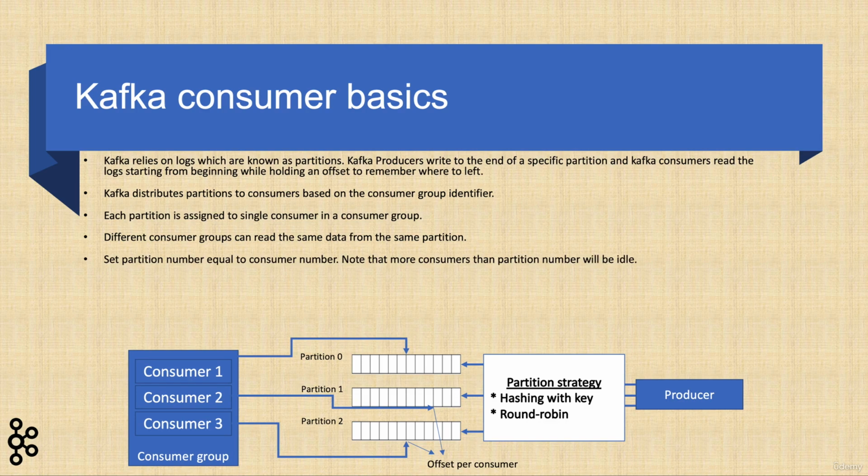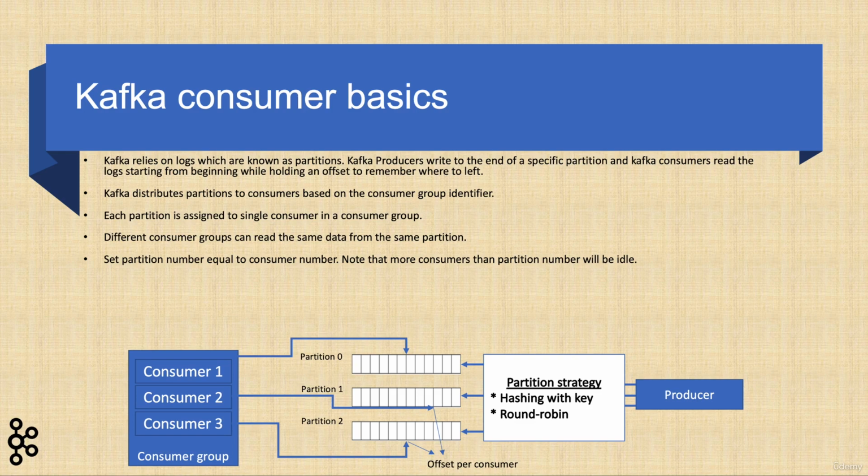For maximum concurrency, it is wise to set the consumer number equal to the partition number. If we create more consumers than partitions, after assigning each partition to a consumer, some consumers will be idle, as it is not possible to assign a single partition to more than one consumer.